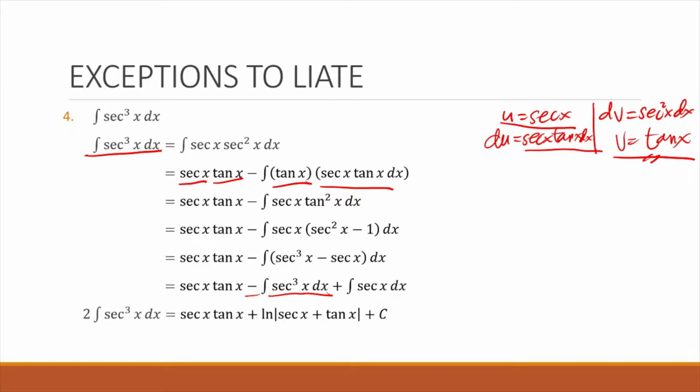Right? And then integral of secant x dx, antiderivative ng secant x is ln secant x plus tangent x. Okay? And then again, left-hand side of the equation becomes 2 integral of secant cube x dx. And we are only required to find integral of secant cube x dx. So we have to isolate integral of secant cube x dx. Alright? And we do that by dividing both sides by 2. Okay? So, final answer.